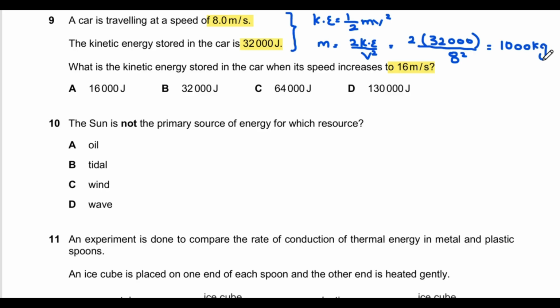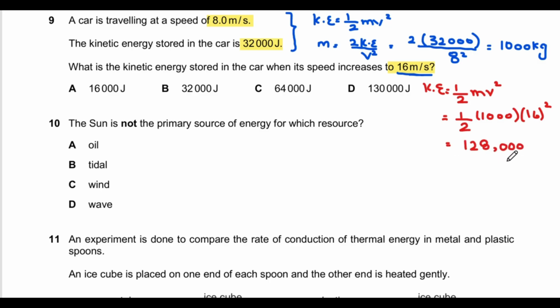After getting the mass from this information, we can use it in the second piece of information to calculate the kinetic energy. Again, kinetic energy is half m v squared. Plugging in the values, 1 over 2, in place of m I'll write 1000. V is 16 squared this time. And doing the calculation, the kinetic energy would be 128,000. To two significant figures, it would be 130,000.